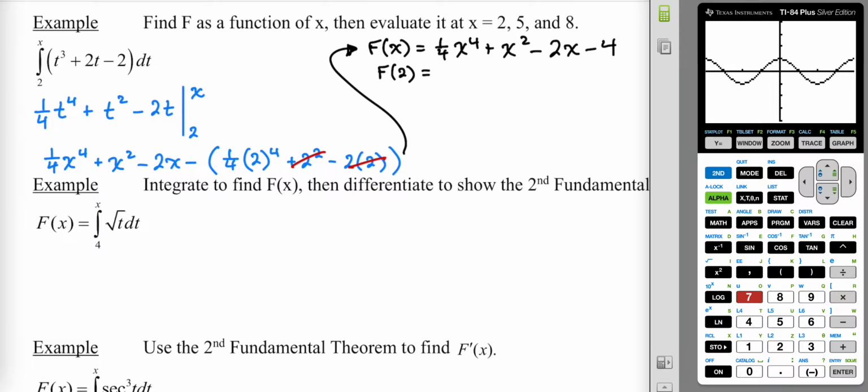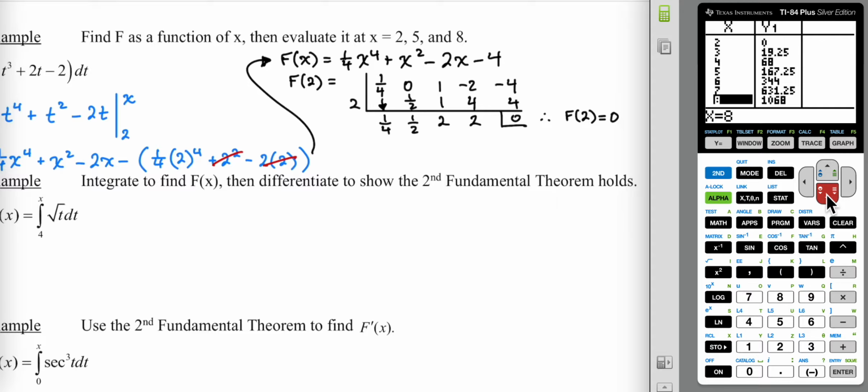All right. So another way of handling it would be to put your function in, and go to the table, second graph, and take a look at the x value of 2, see what that corresponds to in terms of y, which is 0, as we determined already. A 5 gives you 167.25, and an 8 gives you 1068. All right, so F of 5 and F of 8.